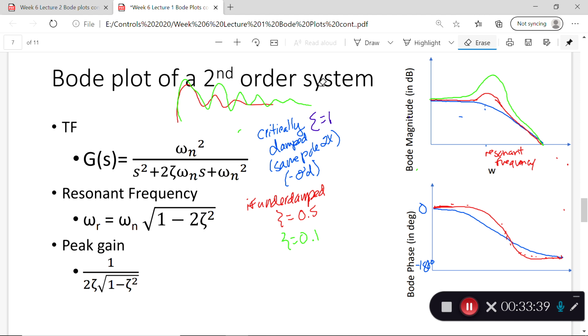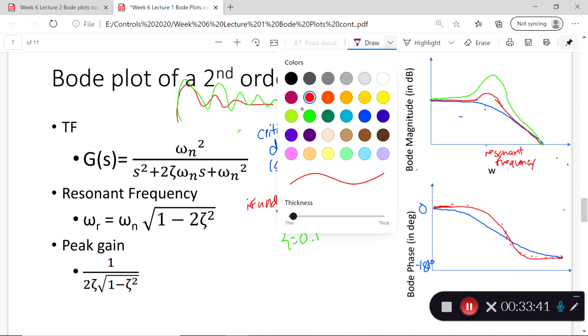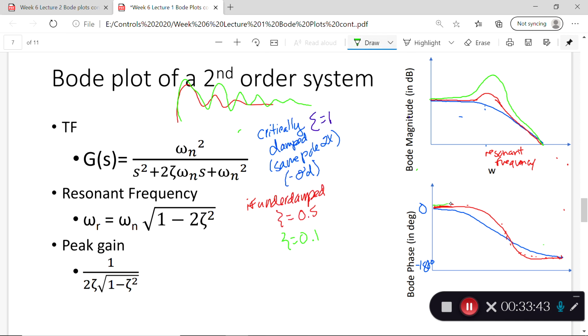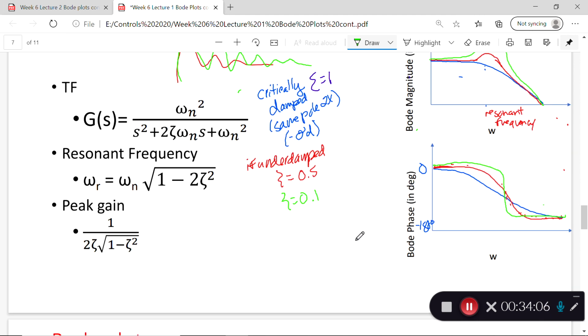If I keep making zeta even lower, I get an even more pronounced change, where this starts to be a vertical line in the middle. It's still going from 0 to negative 180 because I'm dealing with a second order system. I have two poles, so I have to get to negative 180, and if I have no zeros, I start at 0. But the shape in which I get that graph changes. So second order systems get a little more complex.